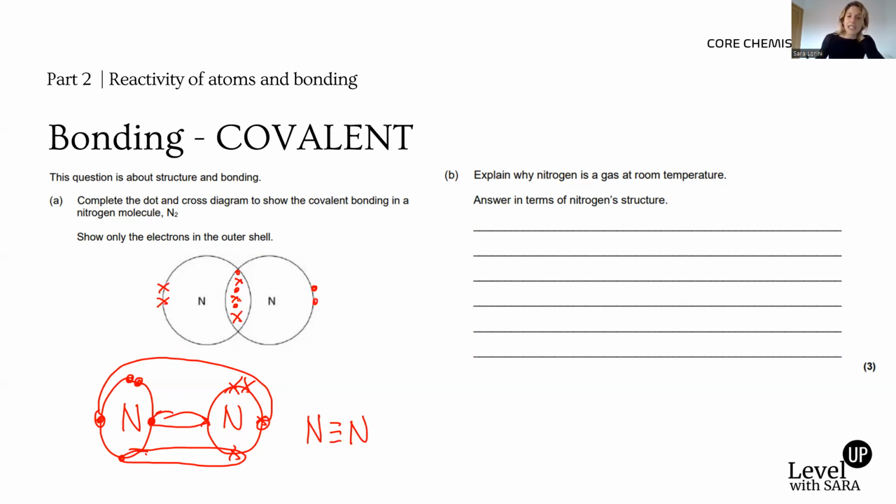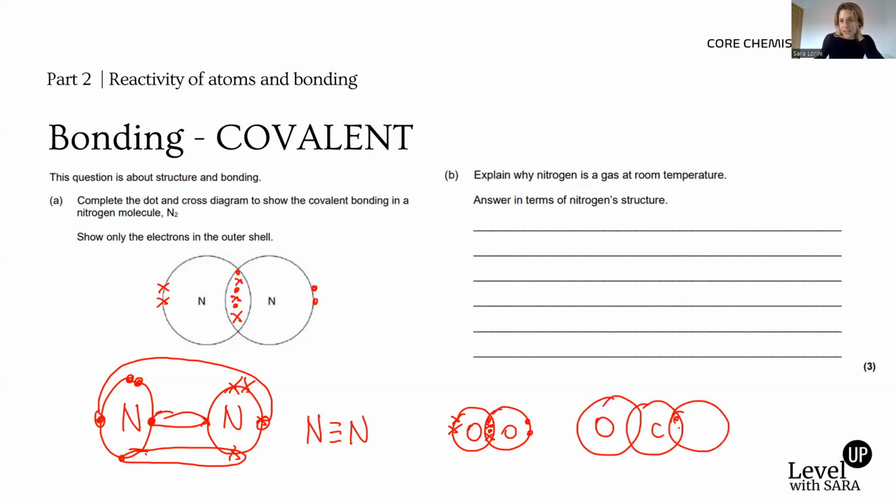Other examples that are a little bit complicated like this are oxygen, because oxygen has 6 electrons in the outer shell, so it's going to have to share 4 with another oxygen, showing a double bond, okay? Carbon dioxide is the other example where carbon has to share 4 electrons, in total, with oxygen, because oxygen needs just the 2 electrons to bond.